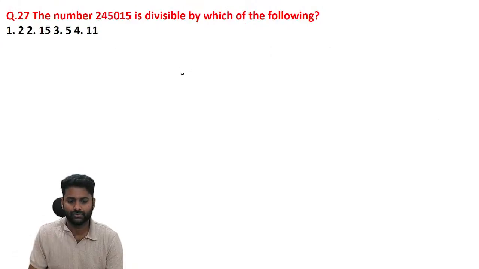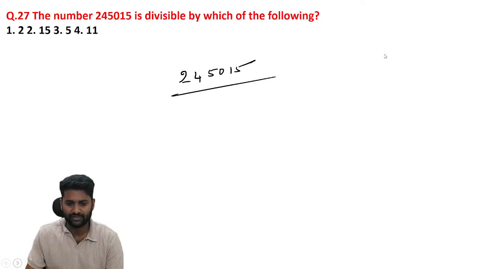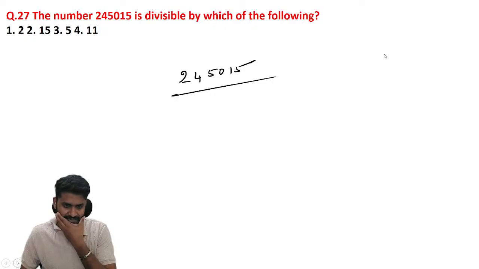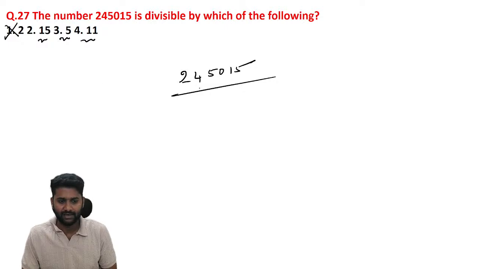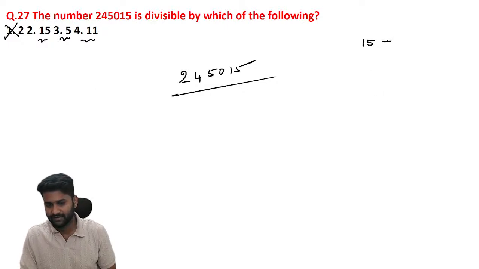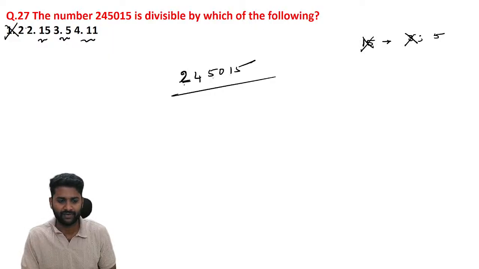Now the number 245015 is divisible by which of the following? Definitely it is not divisible by 2. So let's check whether it is divisible by 5 or 15 or 11. As you know, if any number is divisible by 15, it must be divisible by 3 and by 5. So 2 plus 4 is 6, 6 plus 5, 1 plus... Definitely it is not divisible by 3, which means not divisible by 15. Eliminate it. Either it is divisible by 5 or 11.